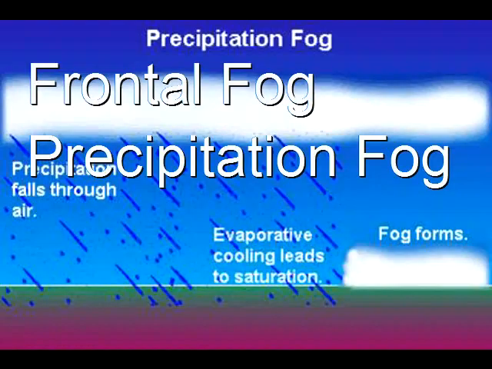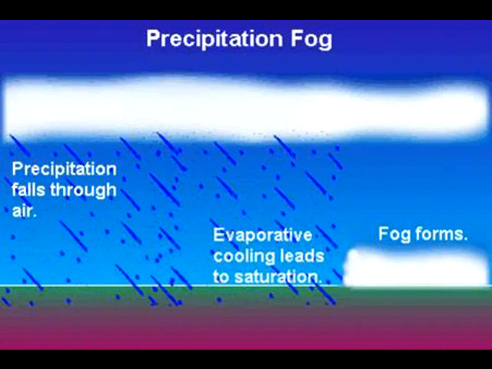Frontal fog or precipitation fog occurs when warm air is lifted over cold air. The associated cooling of the warm air causes condensation, cloud formation, and rain. The raindrops evaporate partly on their way to the ground, and condensation will cause fog if the lower cold air is near the dew point.